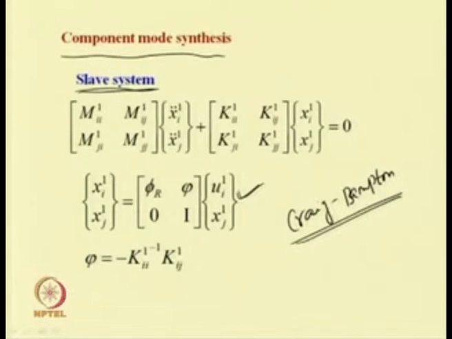Let us take only the undamped linear system. In the case of an undamped linear system, we can write the equation in this form: m x double dot plus k x equal to 0. Here we have taken only the slave part. In this case, i represents the interior coordinates and j represents the junction degrees of freedom. So, we can partition the stiffness and mass matrices of the substructure into interior and junction degrees of freedom.